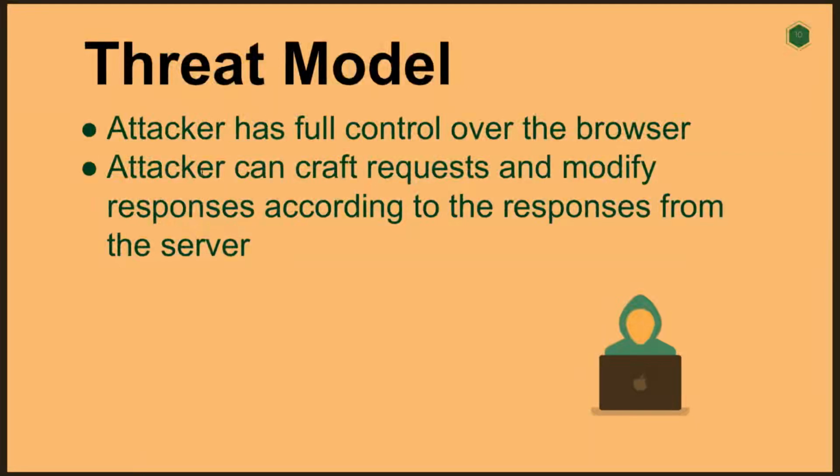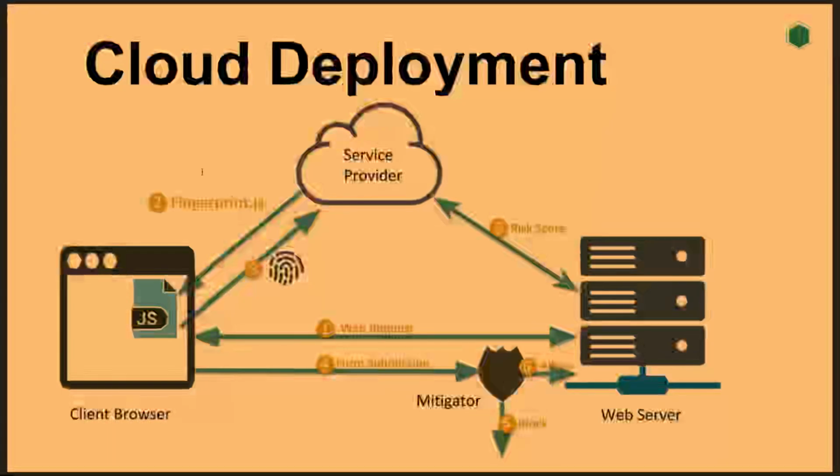And then the threat model here is, what are the capabilities of this attacker? In this model, the attacker controls the client side. So they control the entire browser. They can craft requests to the web server. They can modify the responses, whatever you need. So essentially, if you go back to the deployment diagram, they control the left-hand side, the client browser.